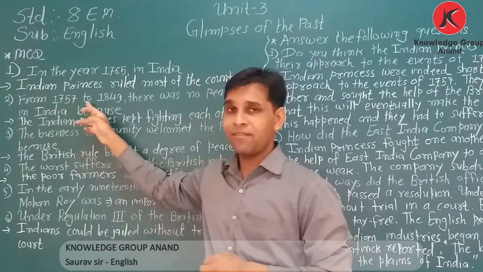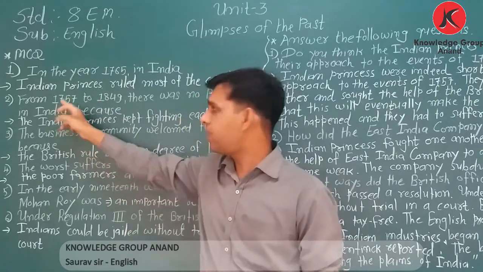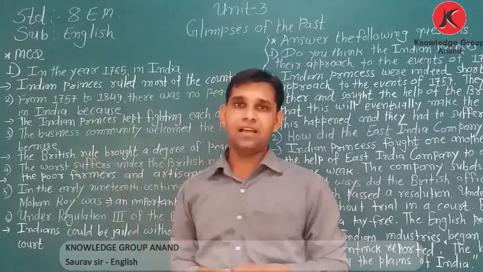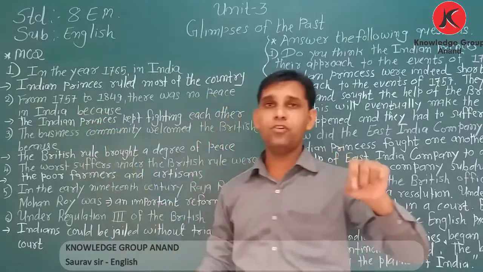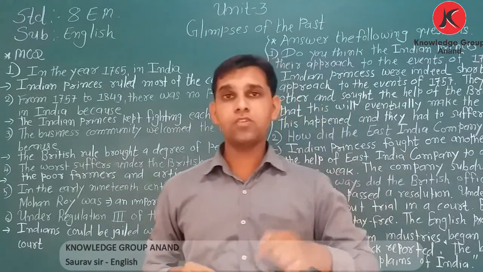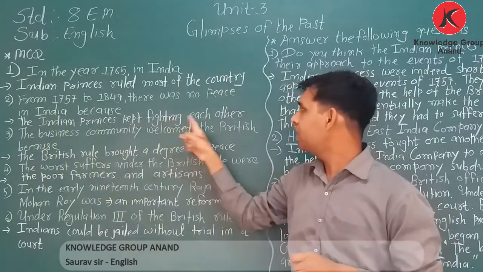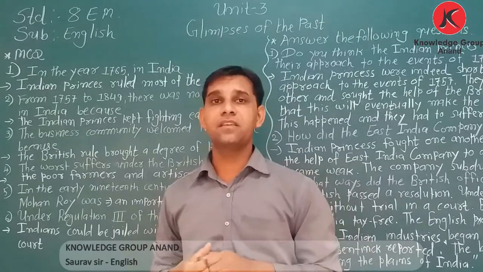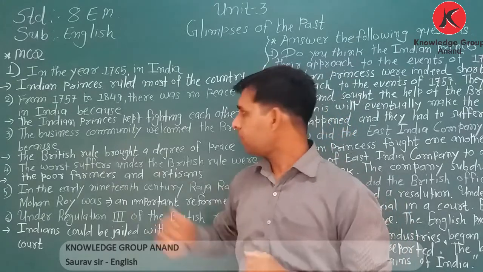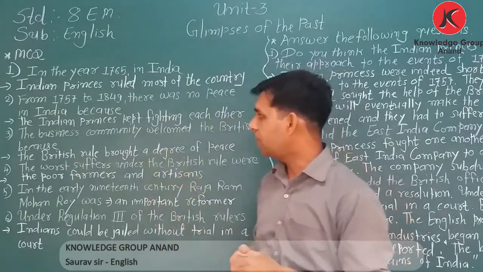From 1757 to 1849, there was no peace in India. Between these years, there was no peace in India. Because of what? There is a reason. The Indian princes kept fighting each other. The Indian princes wanted to rule over the other states, so they fought with each other. So the answer is the Indian princes kept fighting with each other. Okay, now the third one.